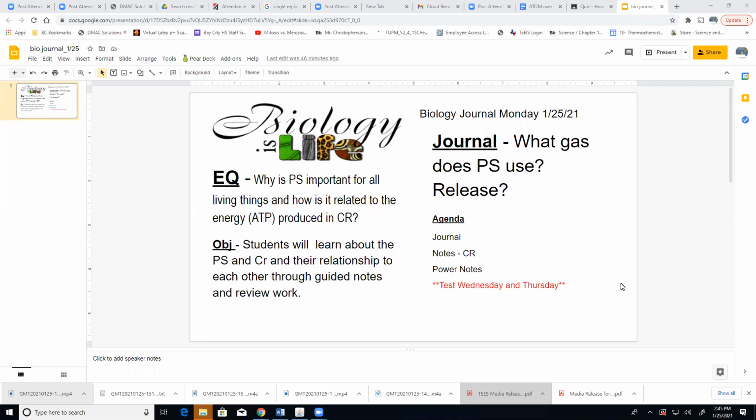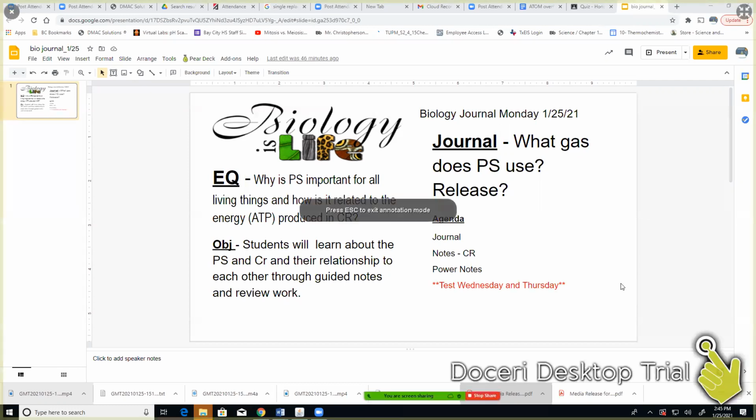All right, so let's answer our journal first, and then we'll move on to our notes. So photosynthesis, does that take place in the plants or in the animals? Plants. Only takes place in plants, or in algae, but any kind of autotroph. So what gas does photosynthesis use? Perfect. Carbon dioxide. And what gas does it release? Oxygen. You can put it as O2 or you can write out oxygen.